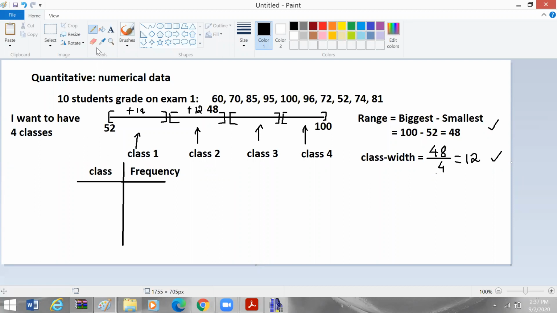And let me just do that again. So the 12 doesn't look like the number that I'm looking for. Add 12 for this. And add 12.